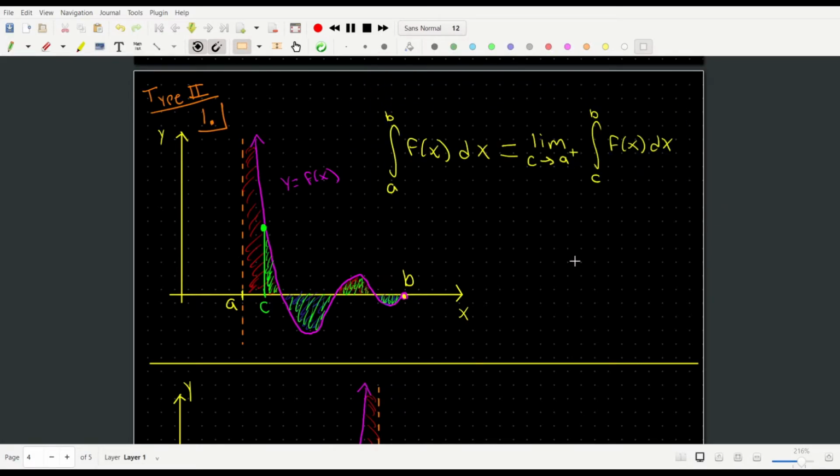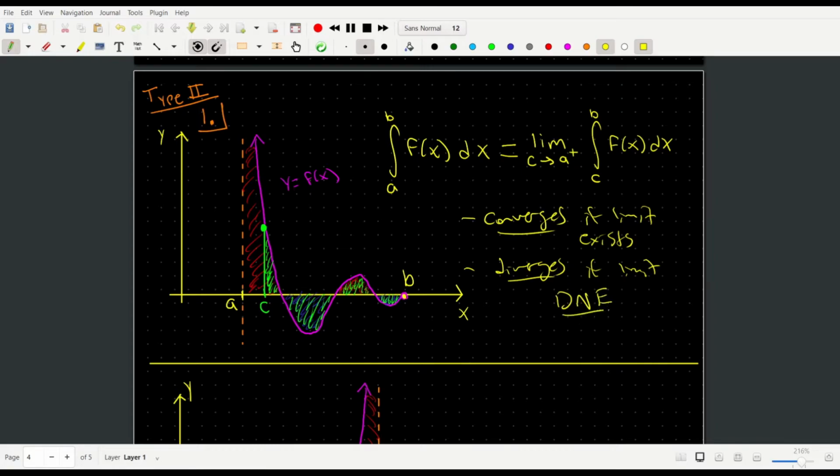Just like for improper integrals of type 1, if the limit exists, we say that this converges. And it diverges if the limit does not exist. So this is a neat similarity.